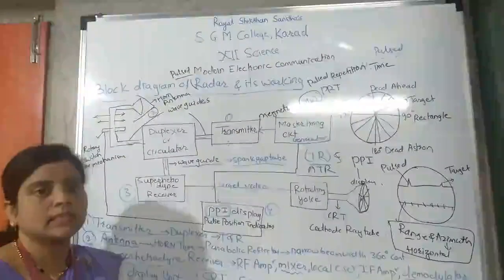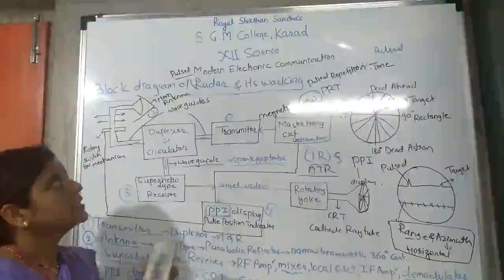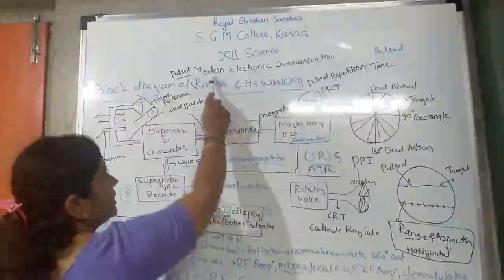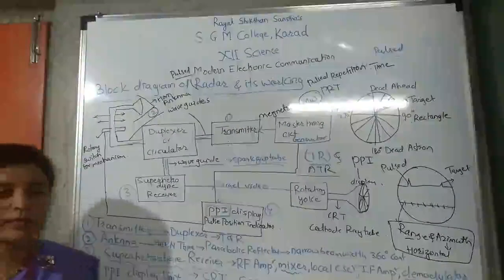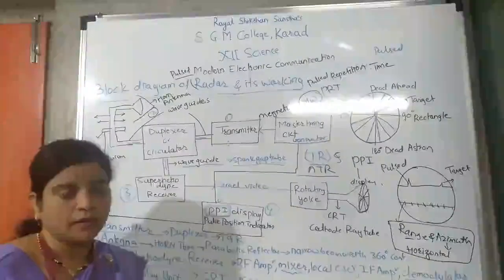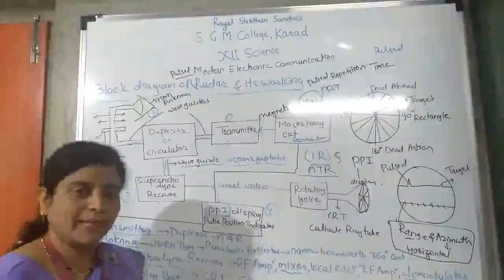All of you understand this? This is the last bit of our chapter, modern electronic communication. This finishes your chapter, modern electronic communication. All of you understand this? Thank you.